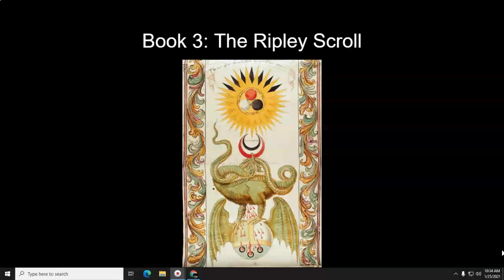Instead of having the turning pages, it's a scrolled kind of thing. This takes a little bit more digging. There's not quite as much information on it as there is on the first two.